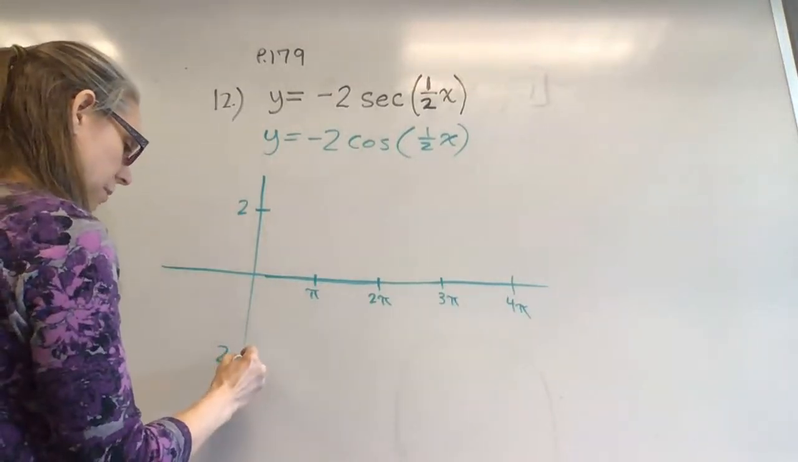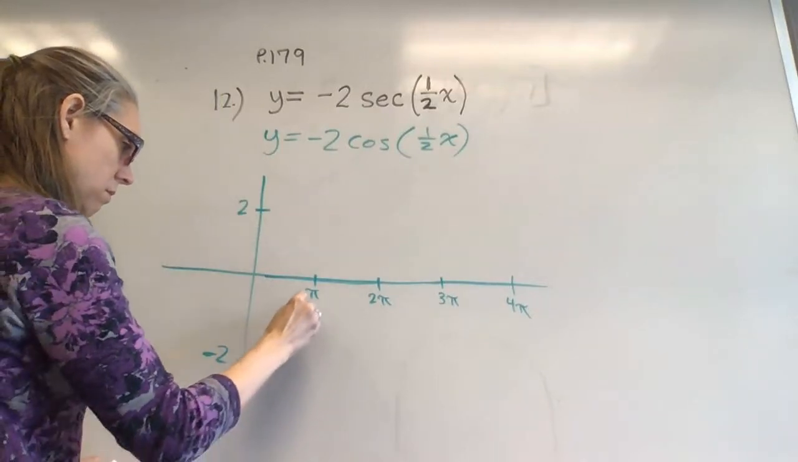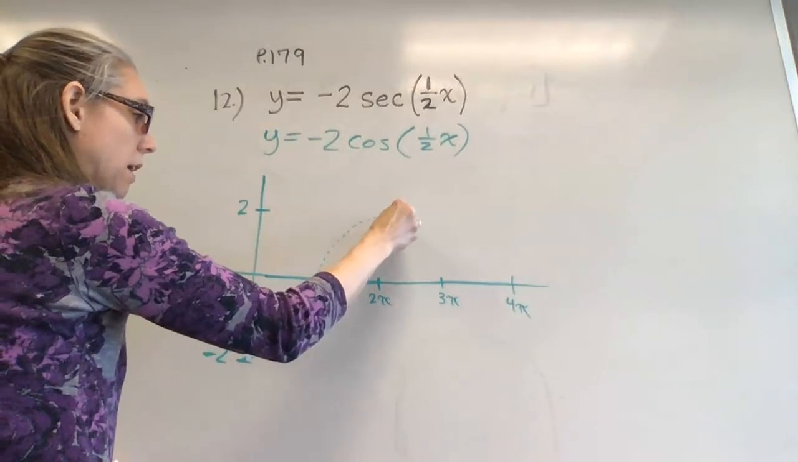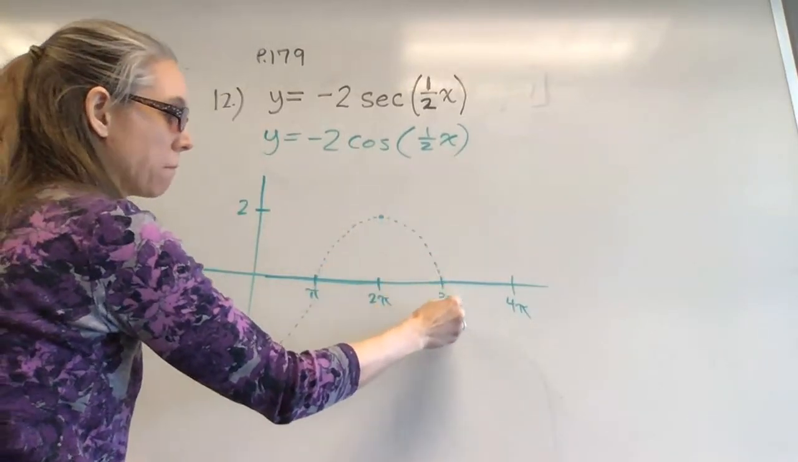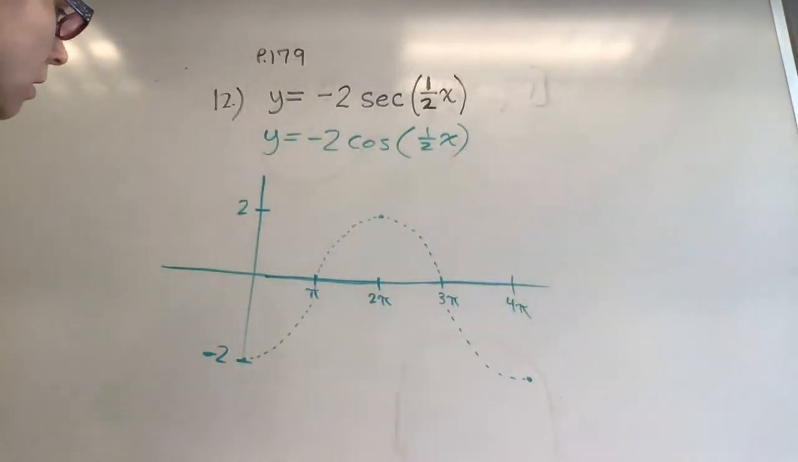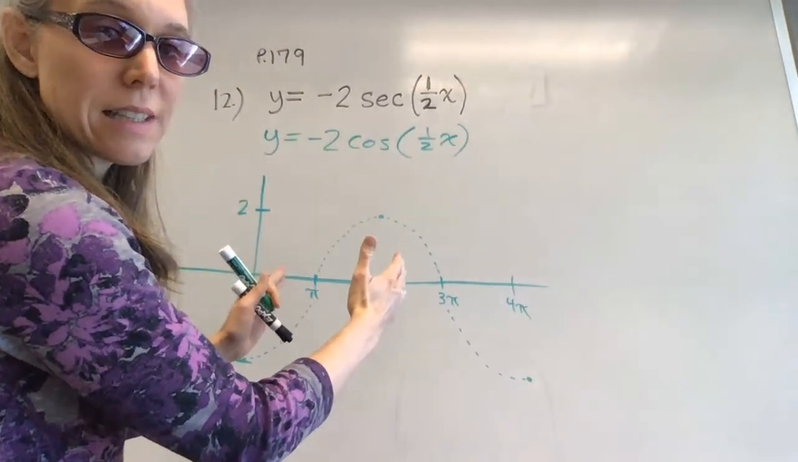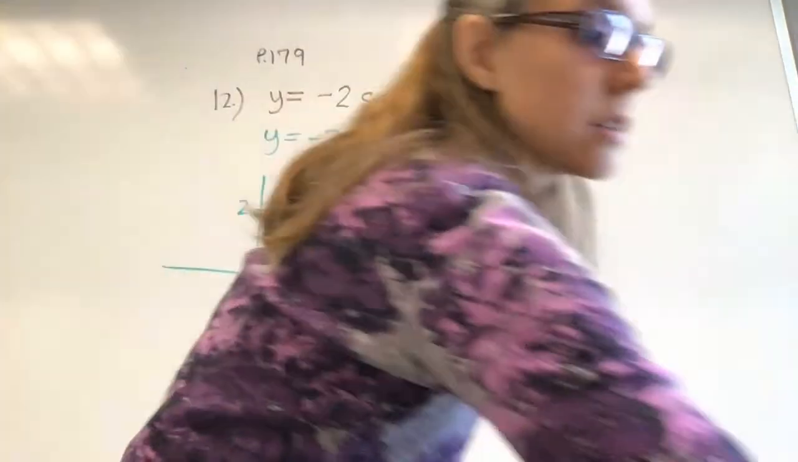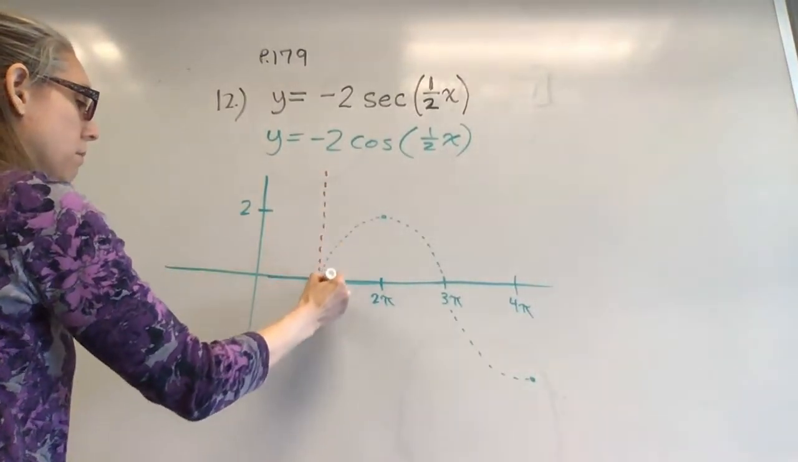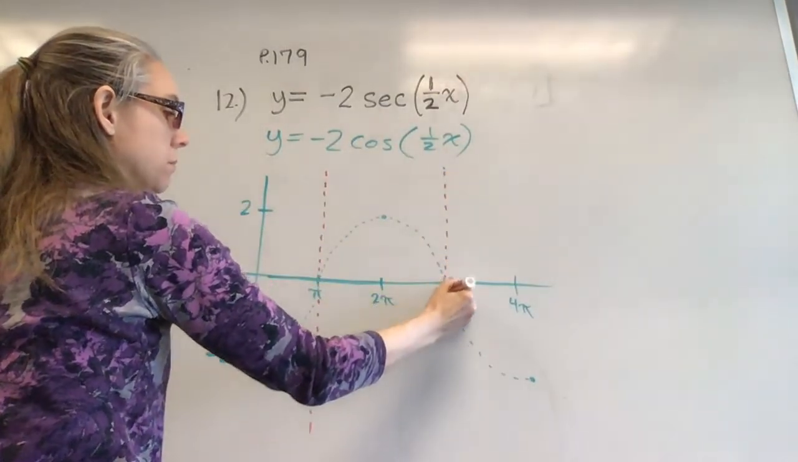So what I'm going to see is that my cosine graph starts here at -2, comes up to 0 at pi, reaches its peak here then at 2 pi, back down to 0 at 3 pi, and over here at 4 pi. Now, the vertical asymptotes for secant occur wherever cosine crosses the x-axis. So I'm going to have one of them right here, and another one right here.